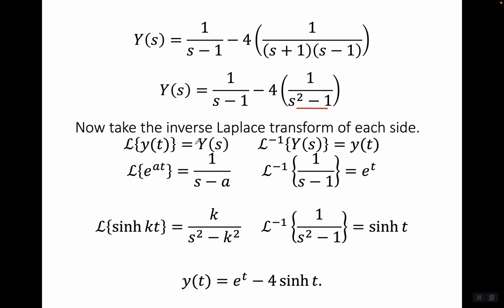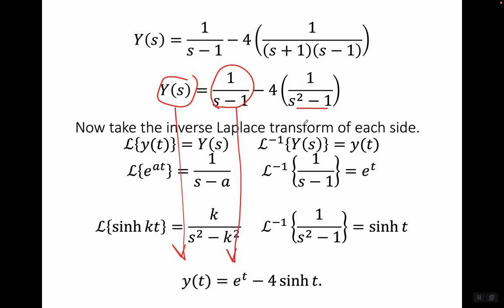The Laplace transform of y(t) is capital Y(s). So the inverse Laplace transform of capital Y(s) is just y(t). We're just reversing it. So the inverse Laplace transform of this side is just going to be y(t). The inverse Laplace transform of 1 over s minus 1, let's see what that is. The Laplace transform of e^(at) is 1 over s minus a. So we plug in a equals 1. The inverse Laplace transform of 1 over s minus 1 is just plain e^t.